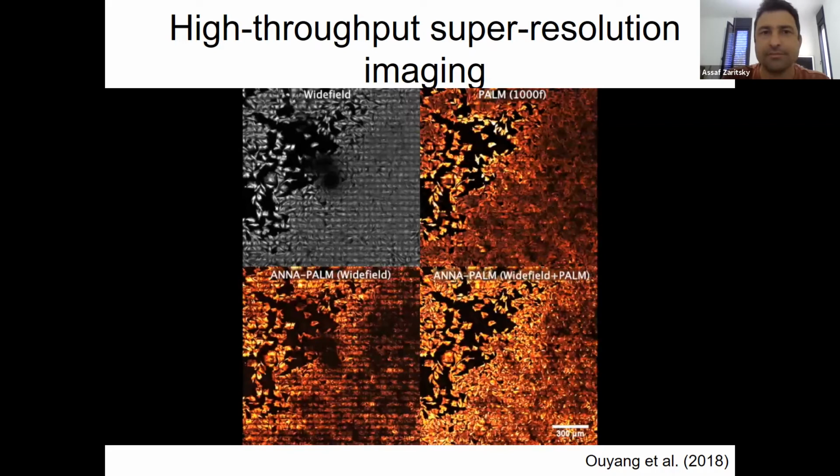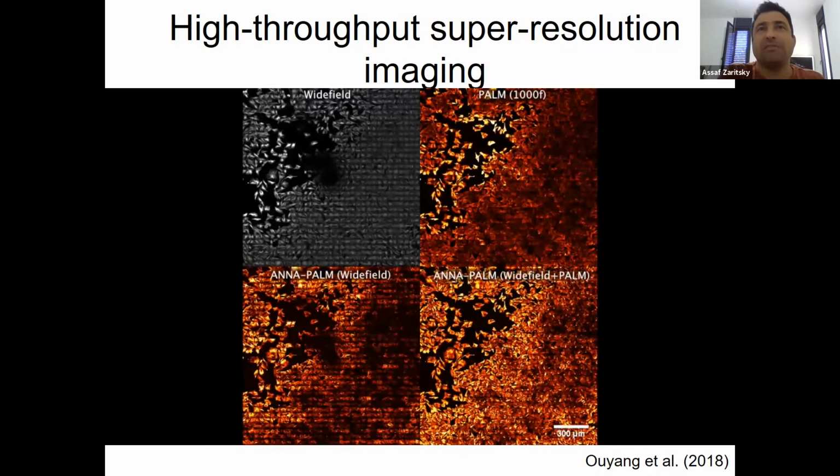Okay, and now, like we did with CARE, we have the question: would it work for a different system, or when we change something in our system?